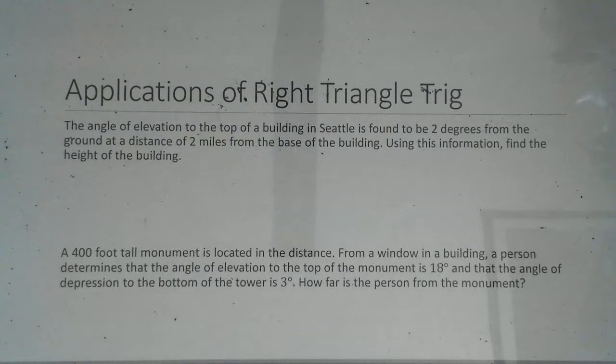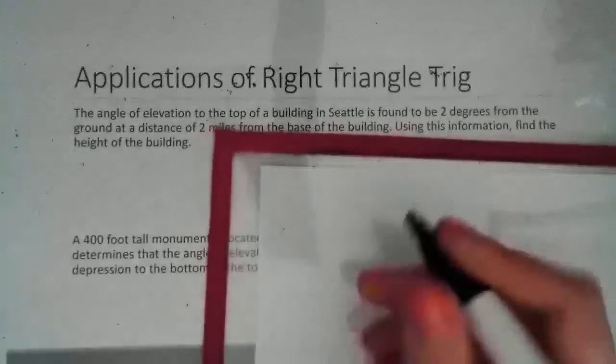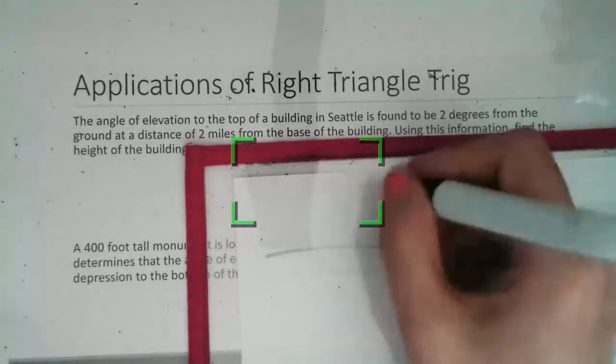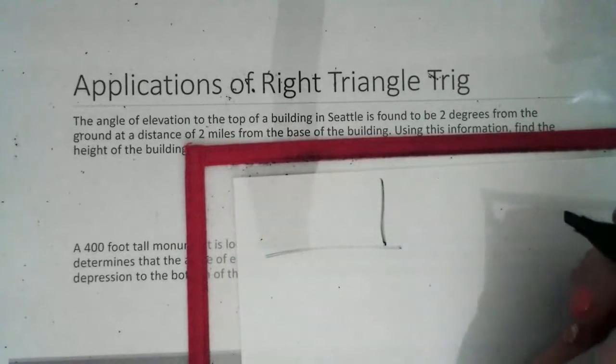So the angle of elevation to the top of a building in Seattle is found to be 2 degrees from the ground at a distance of 2 miles from the base of the building. Using this information, find the height of the building. I'm going to try drawing a picture. So we have the ground, and we have a building. It says that the angle of elevation is 2 degrees.